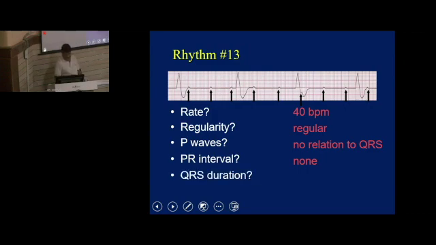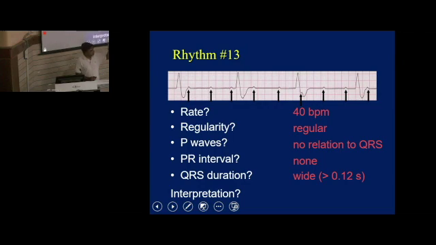Then QRS duration. You see, it is more than 2 squares. So we can say these are wide QRS complexes, wide ventricular complexes. What is the interpretation? Why is it complete heart block? P waves are occurring. SA node is working fine, working normally.